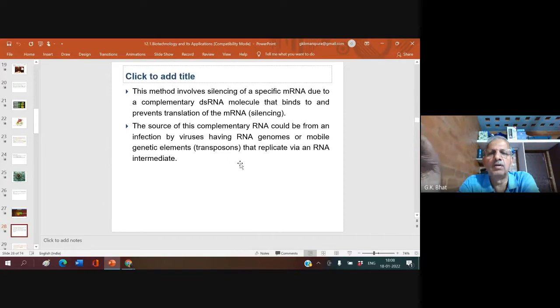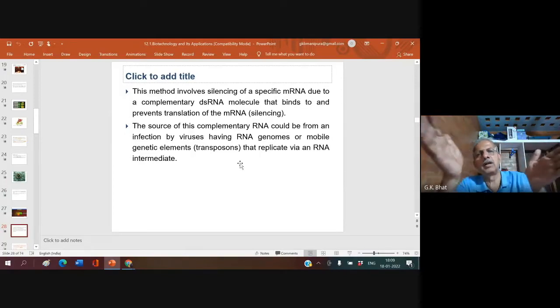For this, the source of this complementary RNA, now you know, one DNA has produced mRNA, that mRNA is going to guide the synthesis or production of a particular protein. So this mRNA has to be blocked. For that, what is happening? Some complementary RNA is released there. This complementary RNA binds to this mRNA and makes it silent.